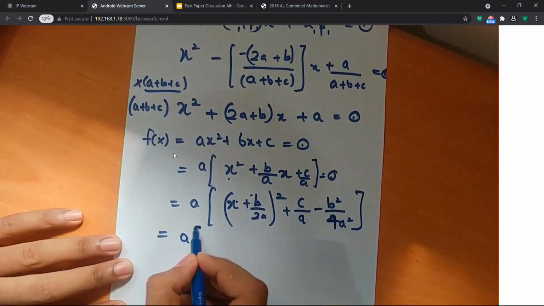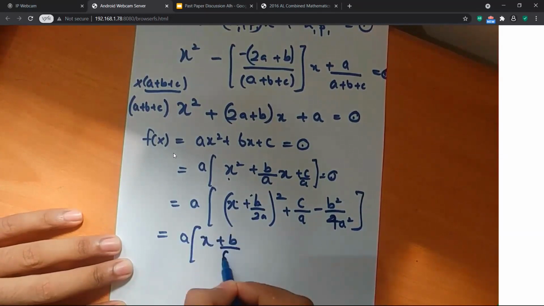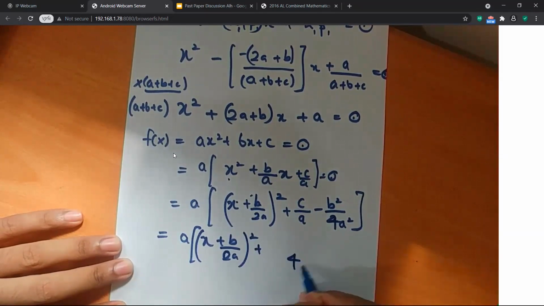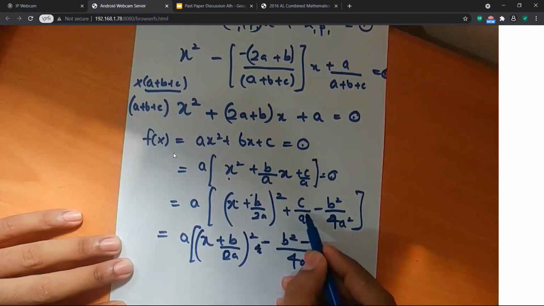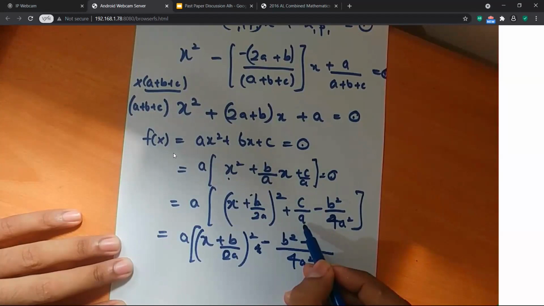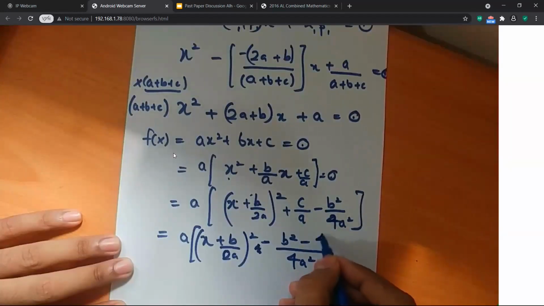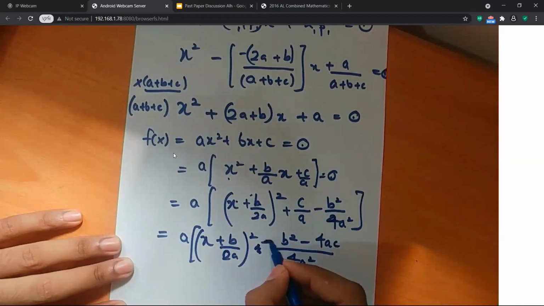a times (x plus b over 2a) squared plus, if you take the 4a squared common, and I'll take the minus as well, it will be b squared minus, to make this 4a squared, multiplied by 4a, so c multiplied by 4 is 4ac, right? I took the minus out. Okay.